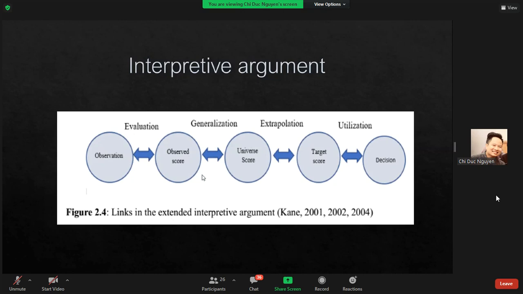Okay, and what about the generalization? Generalization means that if I carried out the same test again several times, your test score must be the same. If I carried out the test in a similar condition, your test score must be the same. So that is a thing that we need to have here. What kind of evidence can we bring here?